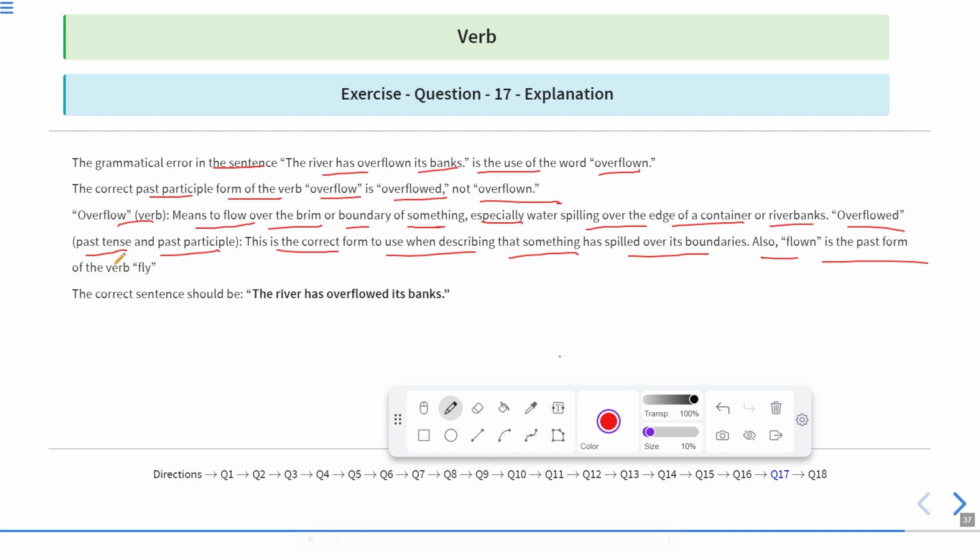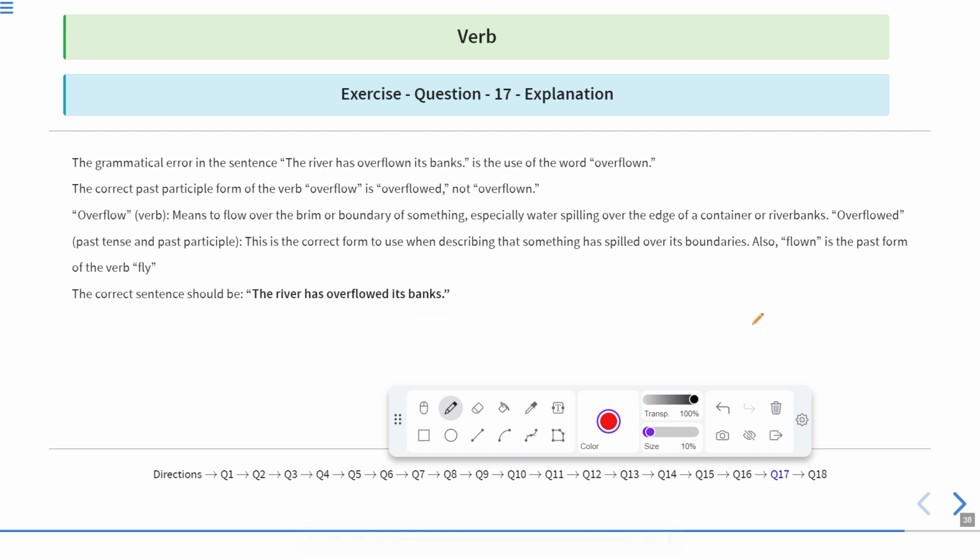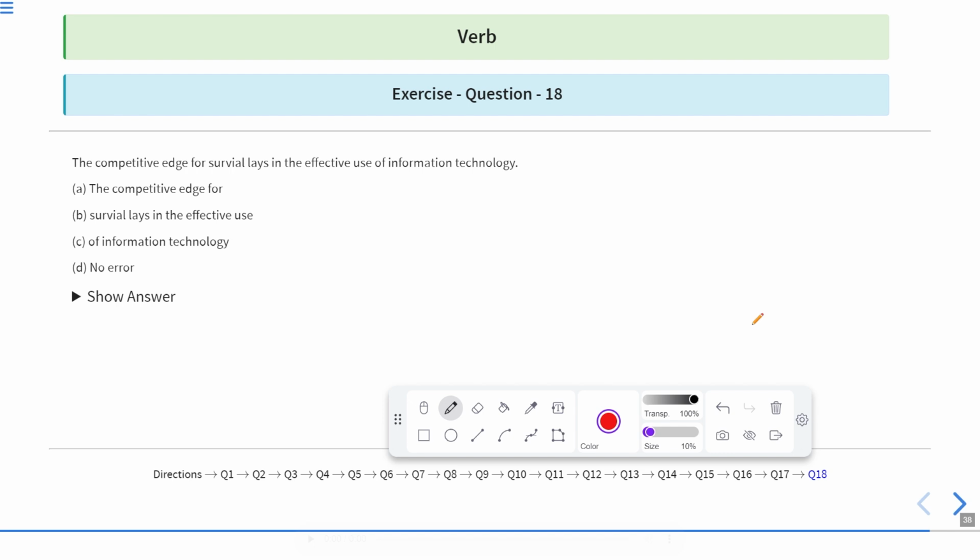This is the correct form to use when describing that something has spilled over its boundaries. Also, flown is the past form of the verb fly. The correct sentence should be, "The river has overflowed its banks." Okay. Now we'll discuss the last question of today's session. That is question number 18.